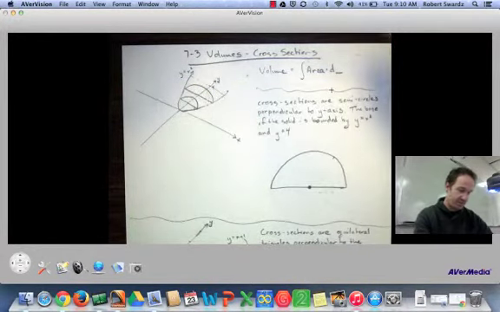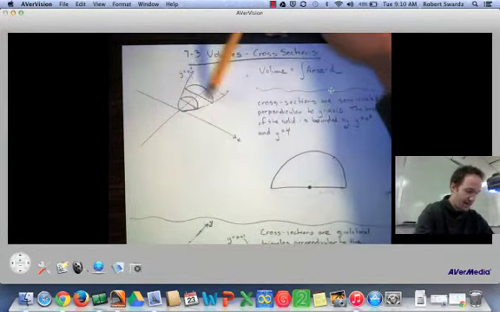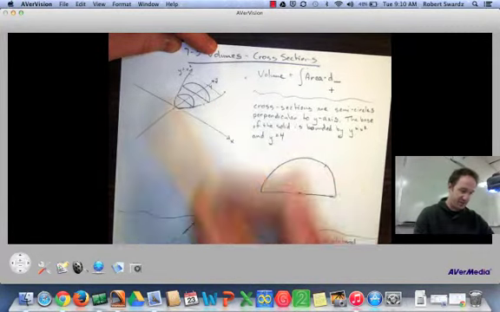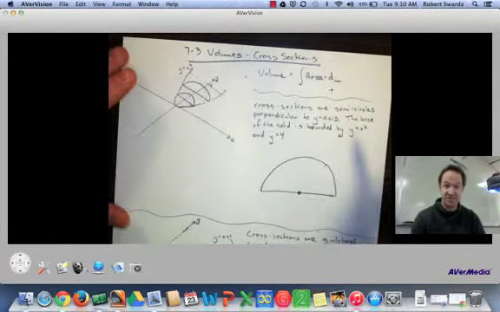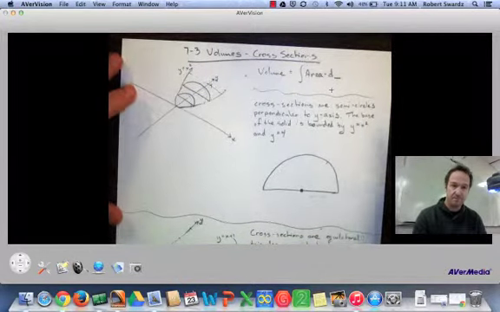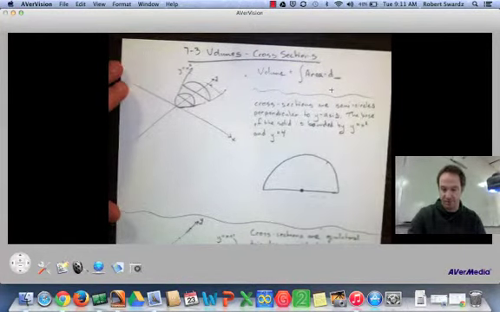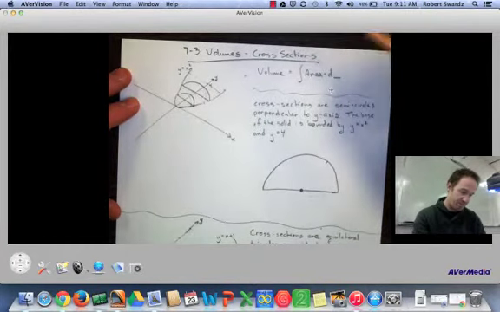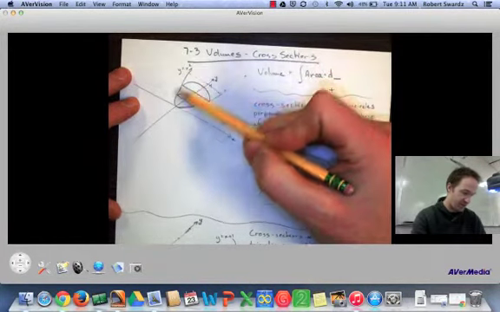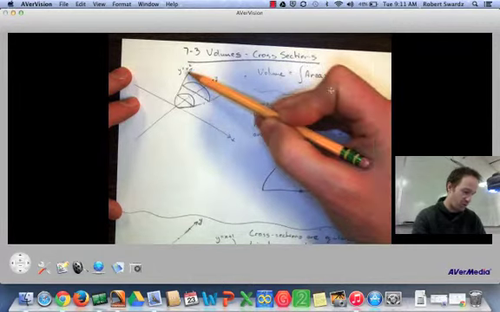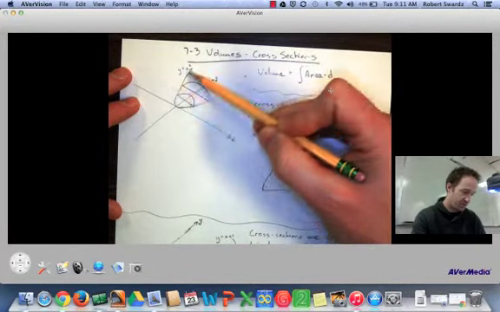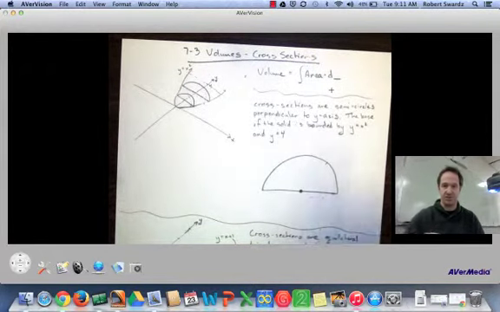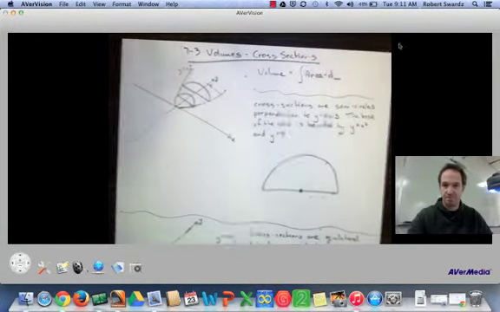The semicircles are perpendicular to the y-axis. Here's the y-axis. Here's the x-axis. They're perpendicular to the y-axis. And the base of this solid, if you were setting it on a table, the part that's in contact with the table is bounded by y equals x squared and the line y equals 4. So that's the base of the solid, and they're semicircles coming up from there.